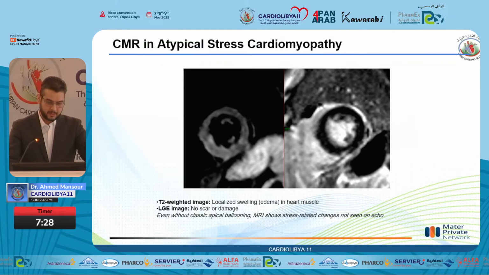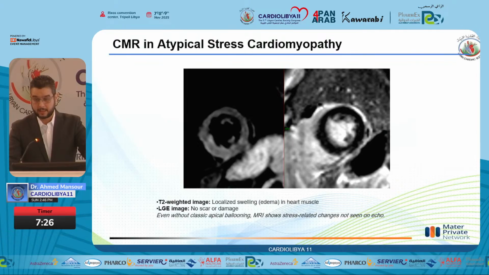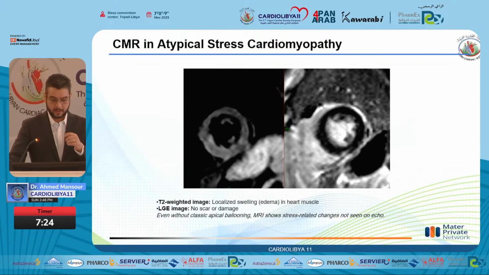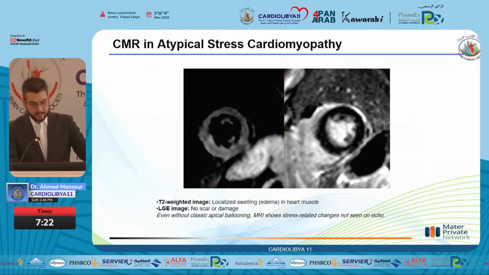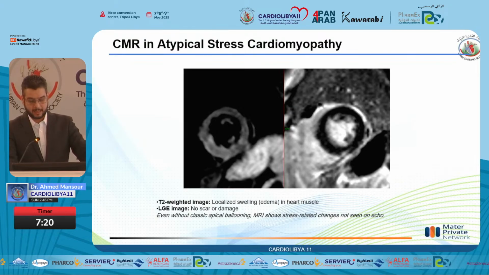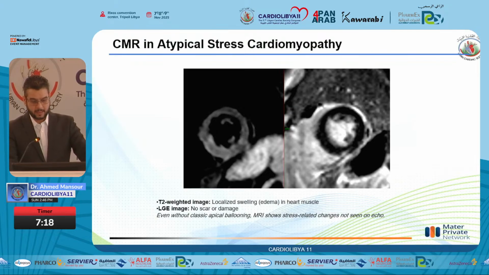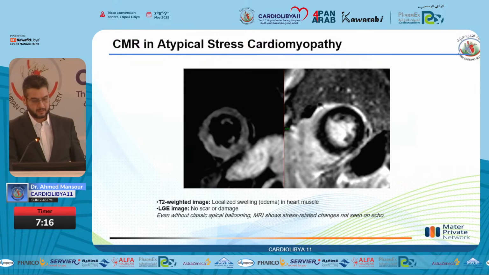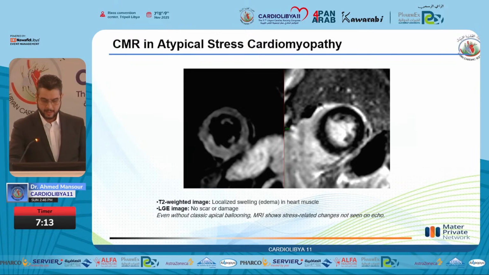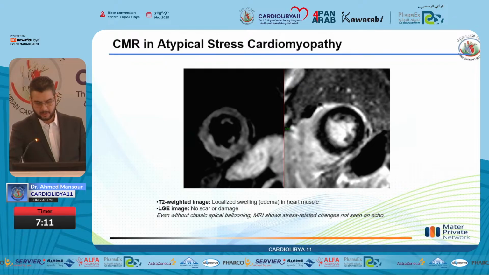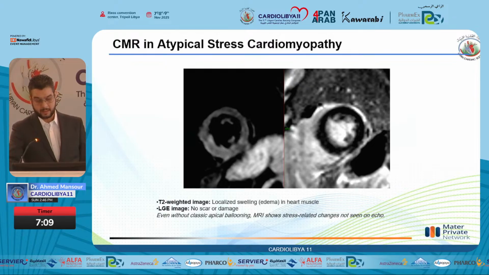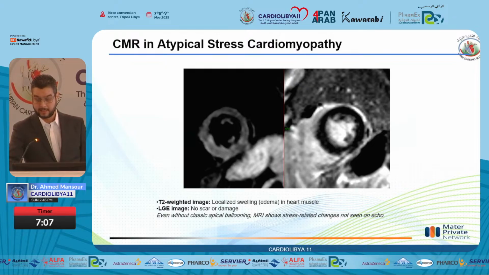So on the left side now, you see that that's, again, the T2 weighted image. And you see that this is at the mid-cavity level of the LV. And you see that there is a bright area, okay, compared to the other area of the myocardium. This bright area represents the presence of edema.